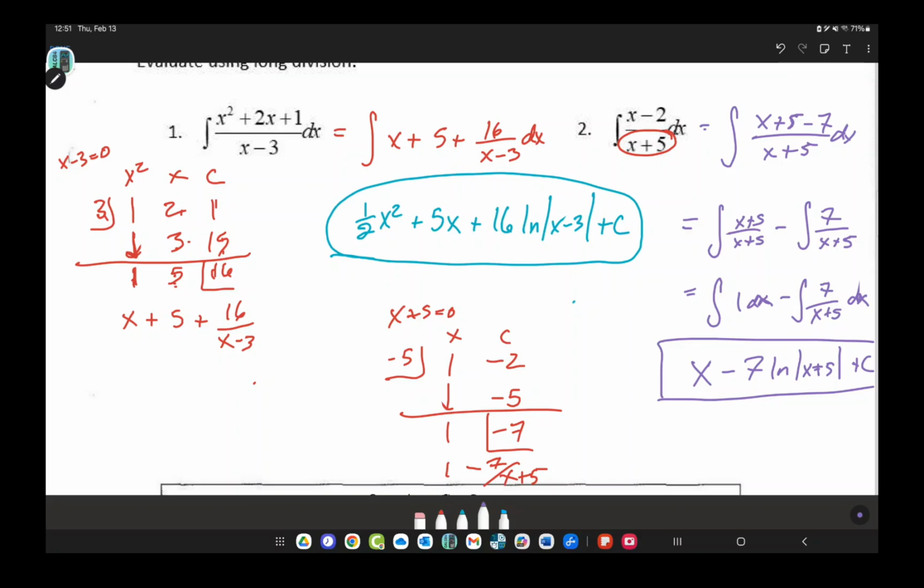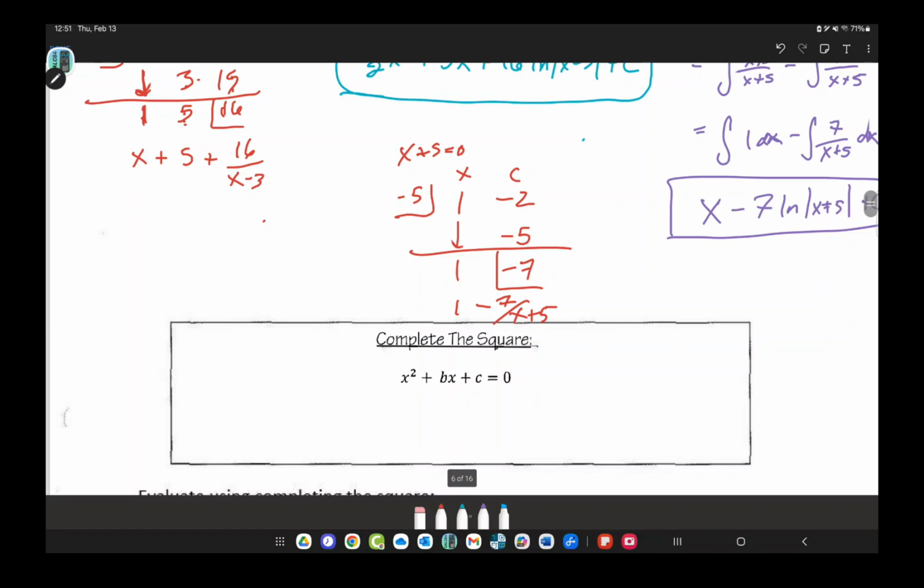Now, a quick question, because I know it's been a while. What happens if I had, let's say, x squared plus 5x minus 12 over 2x plus 3? You can do long division if you want. Feel free to do that. But if you take 2x plus 3 equal to 0, you get negative 3 halves. So we have 1, 5, and negative 12. Bring down the 1.